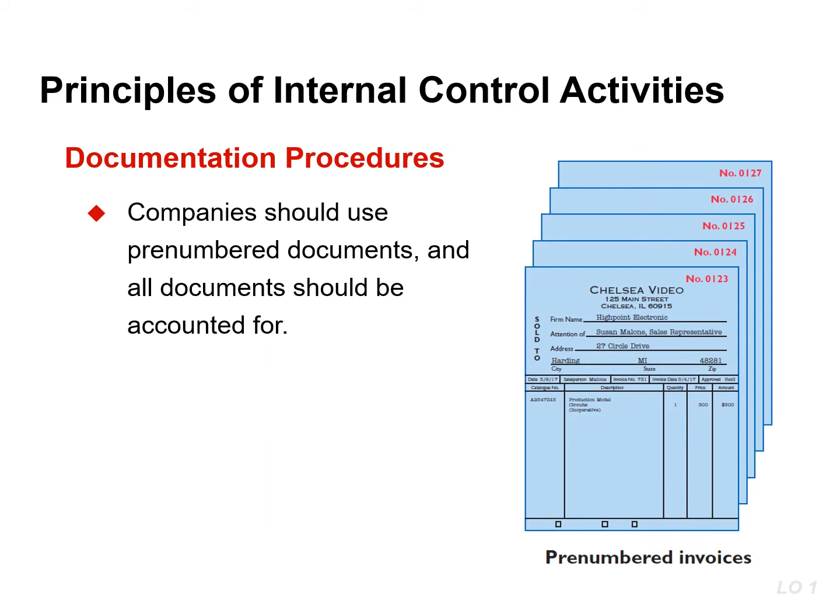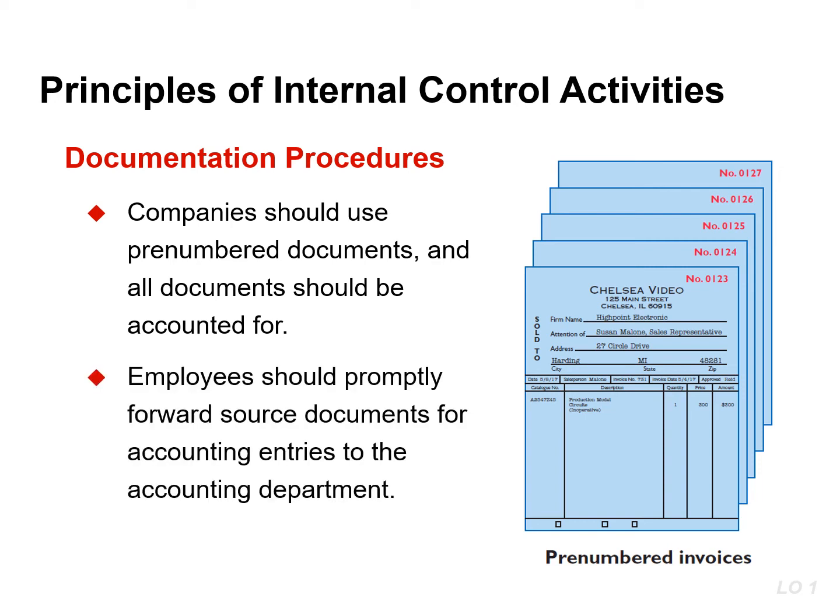Documents such as a sales invoice or a purchase order provide evidence that transactions and events have occurred. Companies should use pre-numbered documents, and all documents should be accounted for. Pre-numbering helps to prevent a transaction from being recorded more than once or from not being recorded at all. At a movie theater, the tickets are pre-numbered.